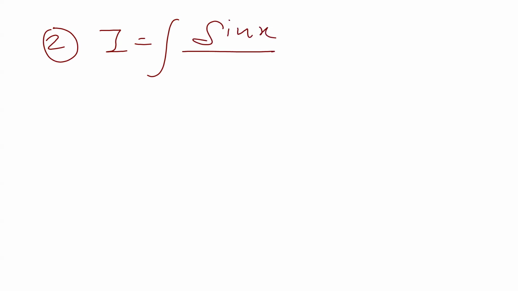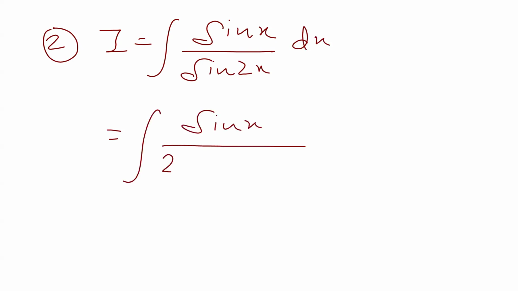Second one, integration of sin x upon sin 2x dx. Now sin 2x can be written as 2 sin x cos x. Okay, sin 2x can be written as 2 sin x cos x.